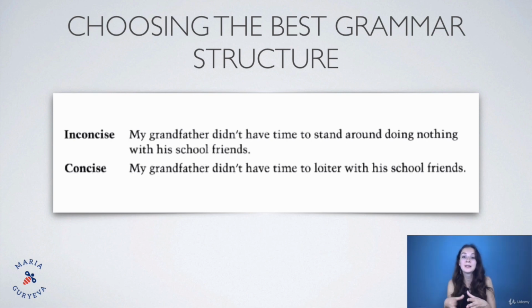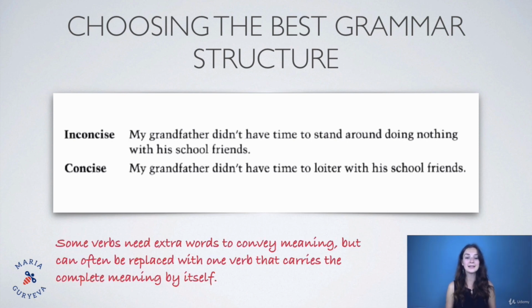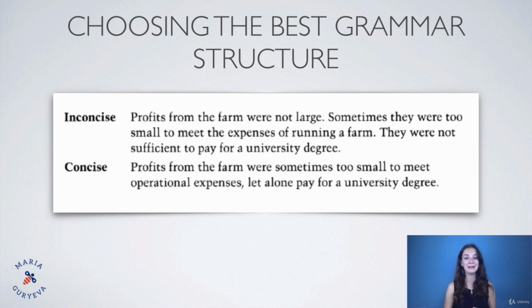So sometimes we have verbs which require extra verbs to convey the meaning. And instead of using all those 3, 4, 5 words, we can just change the verb to another one, which doesn't require all these extra words. So like here, loiter means stand around doing nothing, but if instead of the loiter, we use the verb stand, then we need around, doing, and nothing. And we want to avoid the wordiness here. That is why we're using a better grammar structure, which means we use the word loiter. Okay, so the rule here is some verbs need extra words to convey meaning, but can often be replaced with one verb that carries a complete meaning by itself. Look for these verbs.